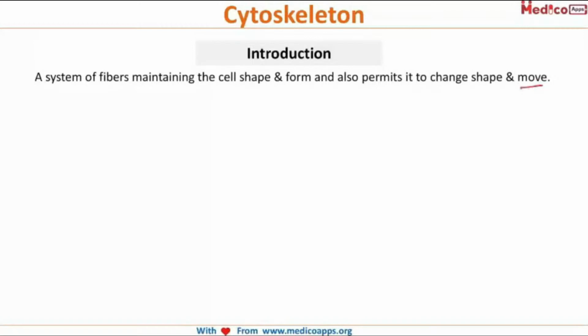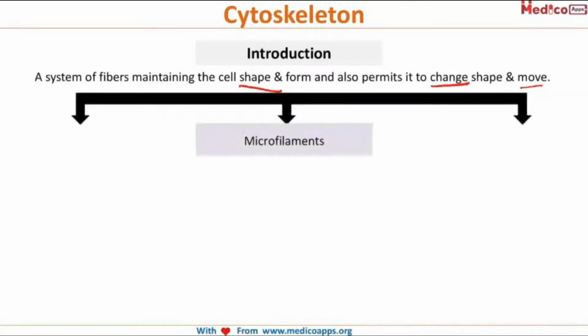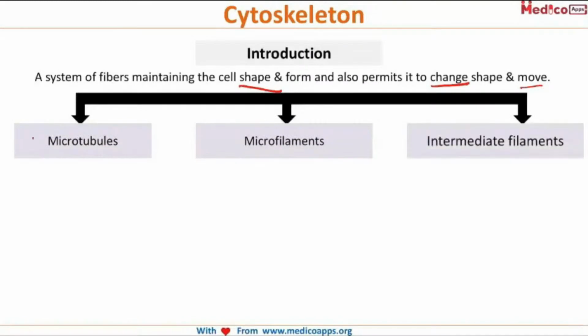So, there are three main functions. It maintains the cell shape, permits change of shape, and also helps in movement. There are three components which contribute to the cytoskeleton. These are the microtubules, the microfilaments, and the intermediate filaments.